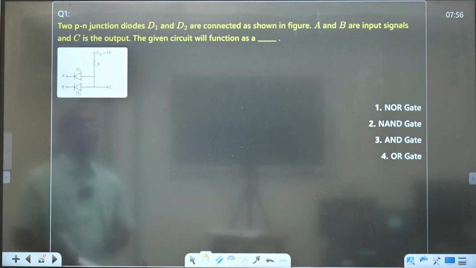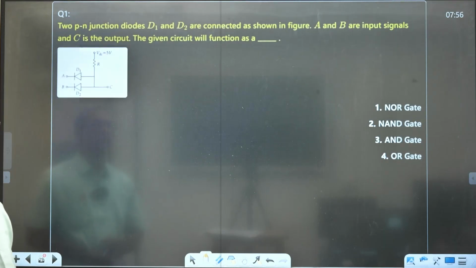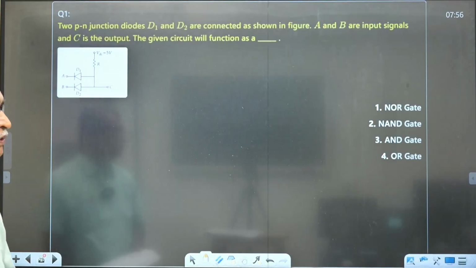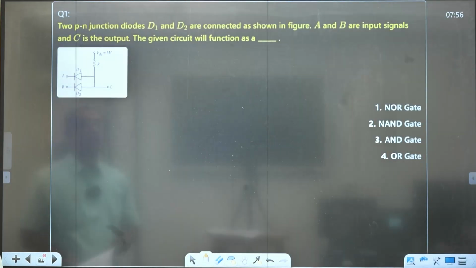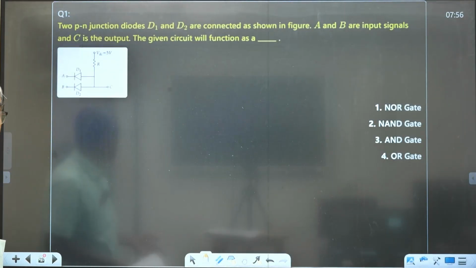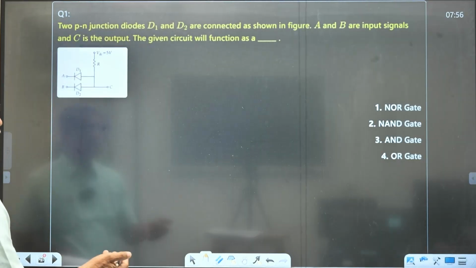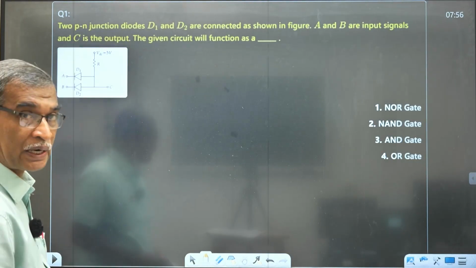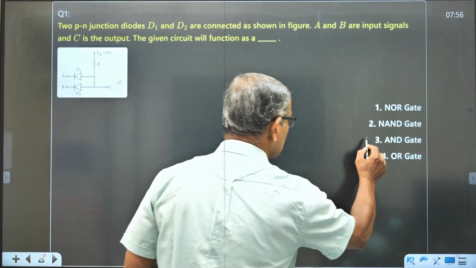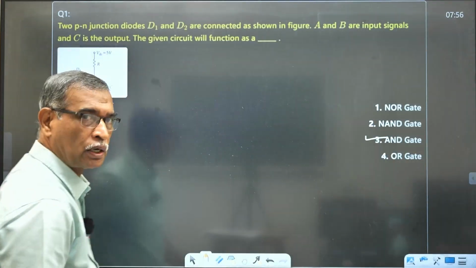PN junction diodes D1 and D2 are connected as shown. A and B are input signals and C the output. The circuit will be a function of, it is given that. Now you can see this is the standard figure that is taught for the gate, you know, AND gate. Electronic materialization of AND gate. So AND gate. There is not much more.